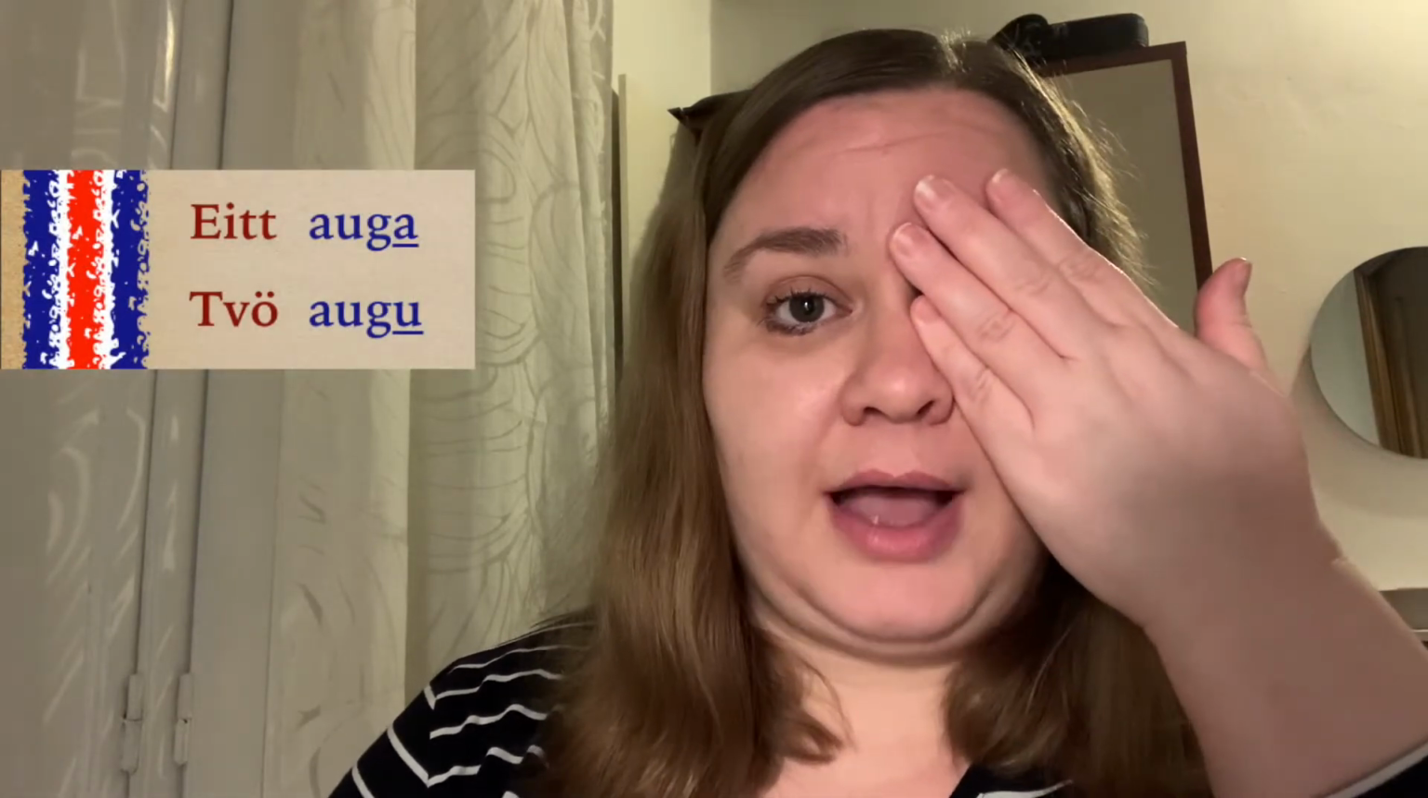Another extremely common word that behaves like this is the Icelandic word for an eye. Okay, for an eye. And when we have only one eye, then we have eitt auga, eitt auga. But when we have 2, then we have tvö augu, tvö augu.